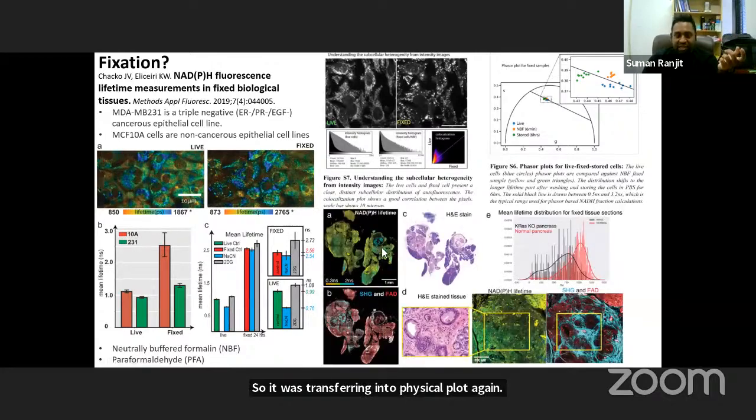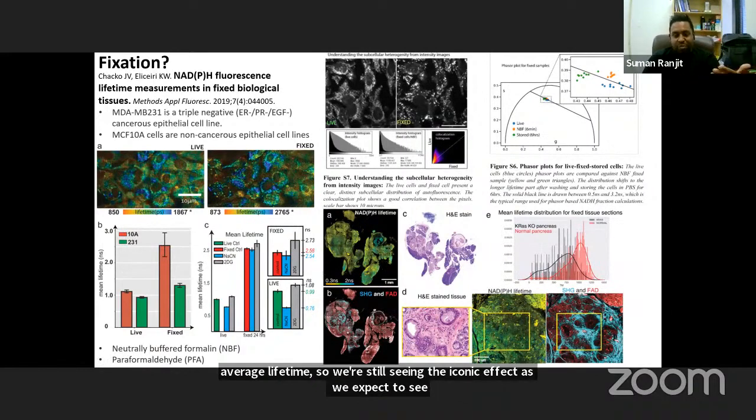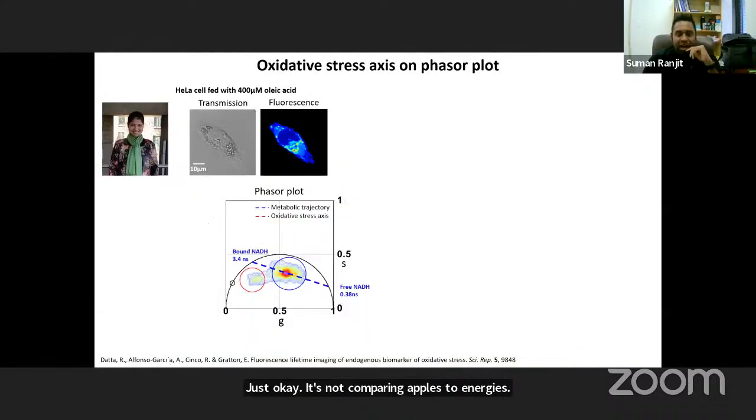And this is looking at cancerous tissue, where you can still see between the KRAS knockout and normal pancreas, the more cancerous has a shorter average lifetime. So we're still seeing glycolytic effect as we expect to see. Just again, it's not comparing apples to oranges. You have to compare apples or you have to compare oranges, right? But that's not all. We can also look at something else. It's oxidative stress on phasor plot.